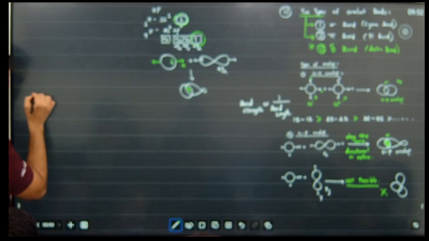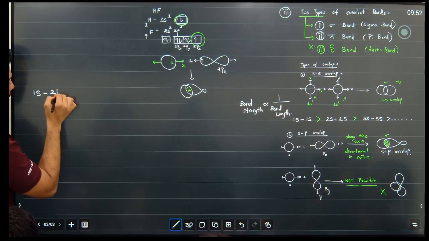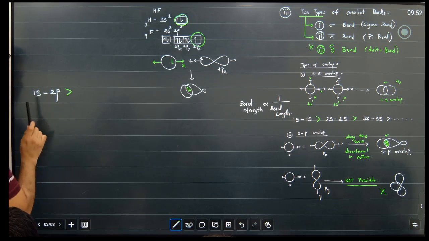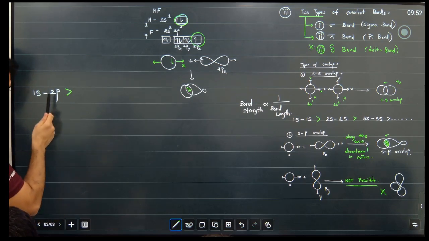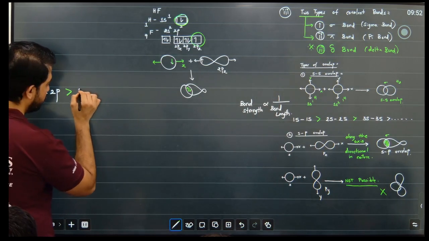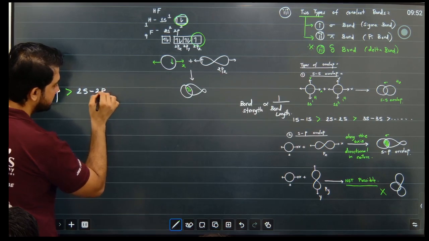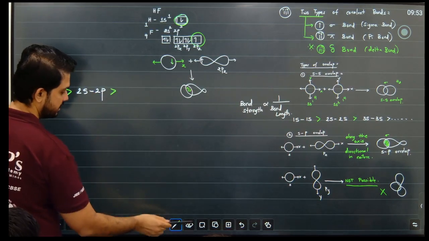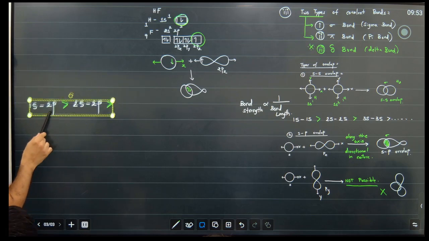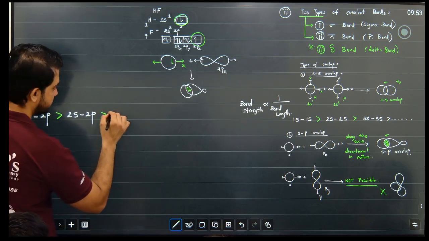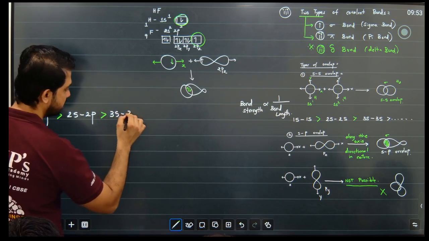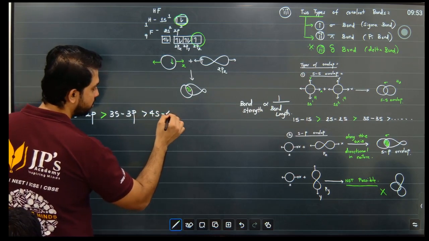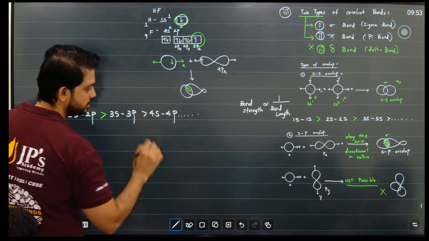Strength का मतलब 1s and 2p overlap will be stronger than, because 1s 1p तो नहीं हो सकता, so 1s 2p is stronger than 2s 2p, which will be stronger than next overlap. क्या possible है people? 3s 3p, which will be stronger than 4s 4p, so on and so forth.